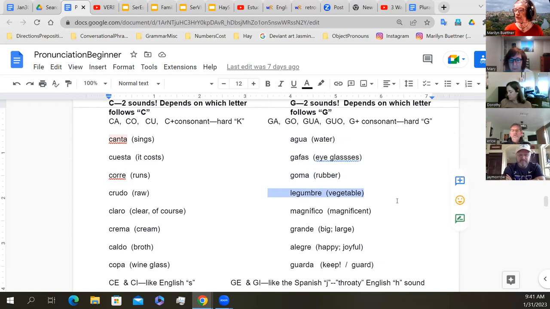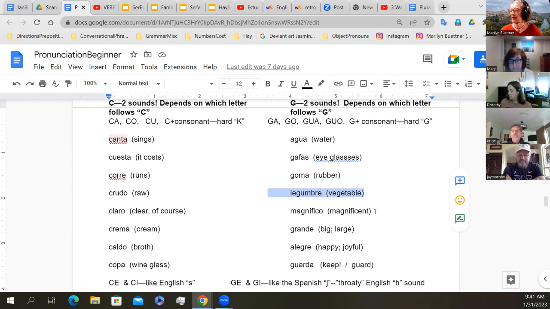Here's one word for vegetable. There's more than one. This kind of looks like legume, if you ever heard the word legume in English, right? From the same Latin root as that. Legumbre. Legumbre.